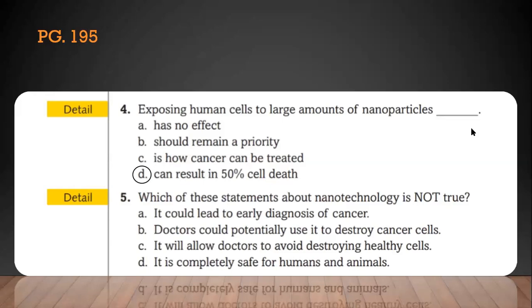Which of these statements about nanotechnology is not true? It could lead to early diagnosis of cancer. Doctors could potentially use it to destroy cancer cells, or it will allow doctors to avoid destroying healthy cells, or it is completely safe for humans and animals. They discovered something about nanotechnology, right? But be sure about something which is not true in this case. B or D? Number 5. In this case, it's letter D again.